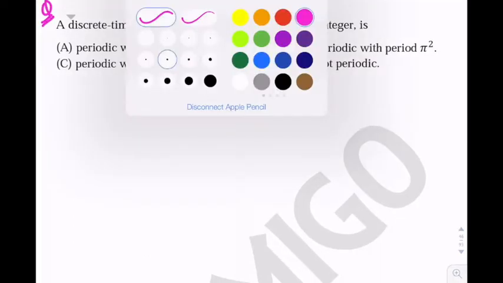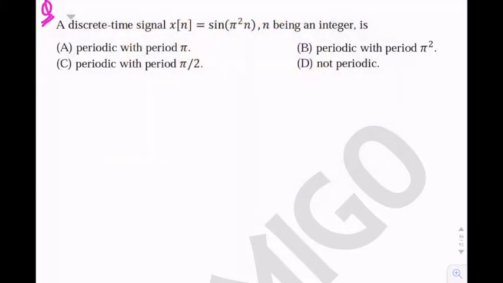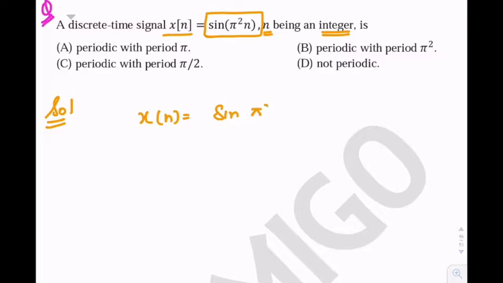This is the next question. Here it is given that x[n] is equal to sin(pi square n), where n is an integer. Solution: x[n] is equal to sin(pi square n).